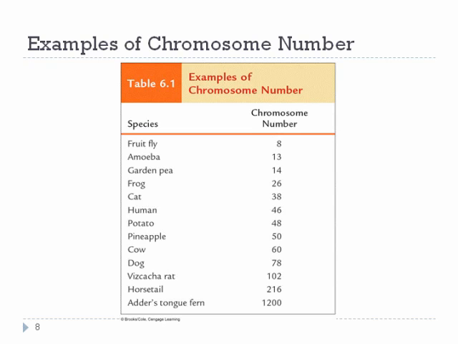And so we have some examples of chromosome numbers. Fruit fly has 8 chromosomes. Potatoes have 48. There are some that have quite a lot of chromosomes.